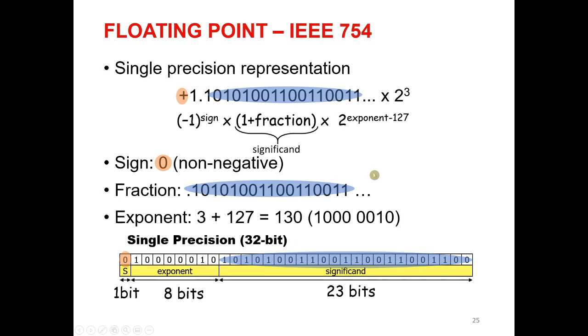And finally the exponent. In this case we have 3. This is the real exponent, but we need to add the bias, which in single precision is 127. So 3 plus 127 is 130. That converted to binary is this value, and is actually what we have here. Okay, makes sense?